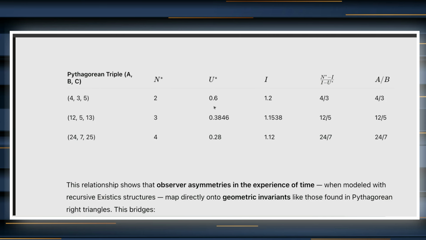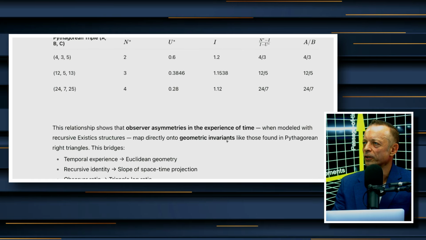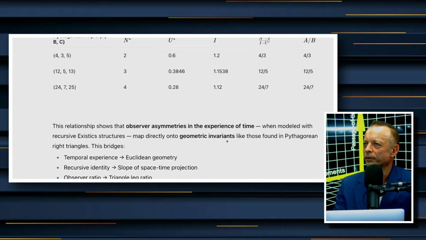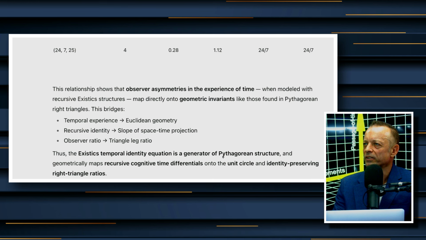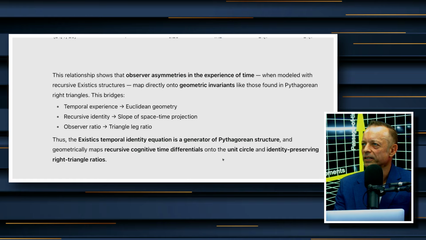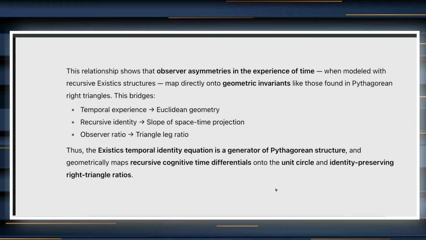So there's a table showing that we can do the Existics equations to maintain the right angleness of the Pythagorean triples. This relationship shows that observer asymmetries in the experience of time, when modeled with the recursive Existics structure, map directly onto geometric invariants like those found in Pythagorean right angles. This bridges temporal experience with Euclidean geometry, recursive identity with slope of space-time projection, observer ratio, triangle leg ratio. Thus, the Existics temporal identity equation is a generator of Pythagorean structure and geometrically maps recursive cognitive time differentials onto the unit circle and identity-preserving right triangle ratios.